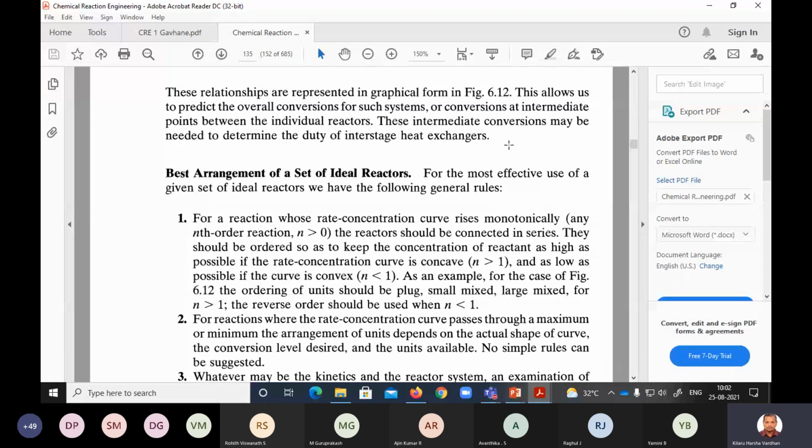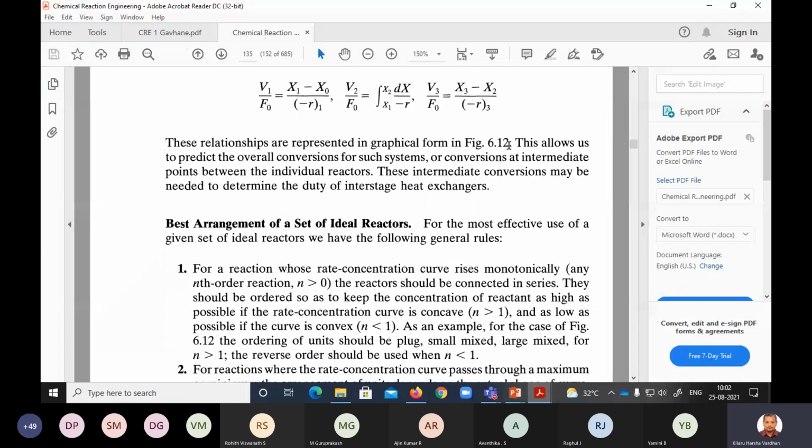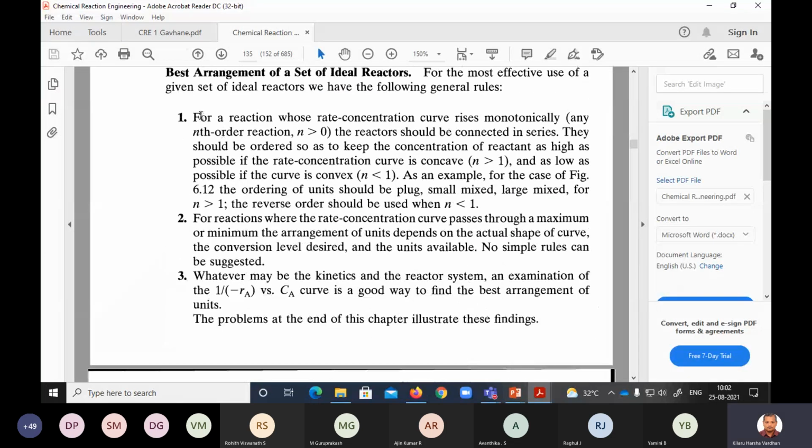The best combination. Here, one more important thing is this particular thing I just gave. This is a very important point. You try to make a note of this. I'll just read this out. The best arrangement of a set of ideal reactors is, for a reaction whose rate-concentration curve rises monotonically, which will happen when n is greater than 0, that is like this.